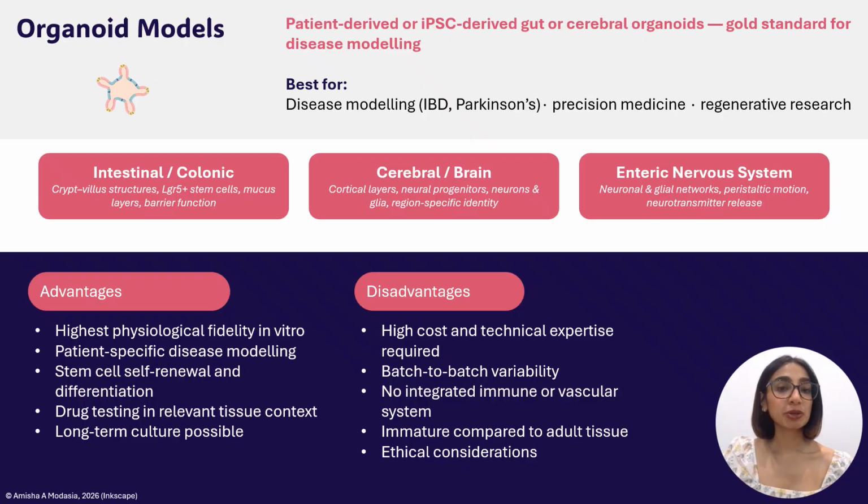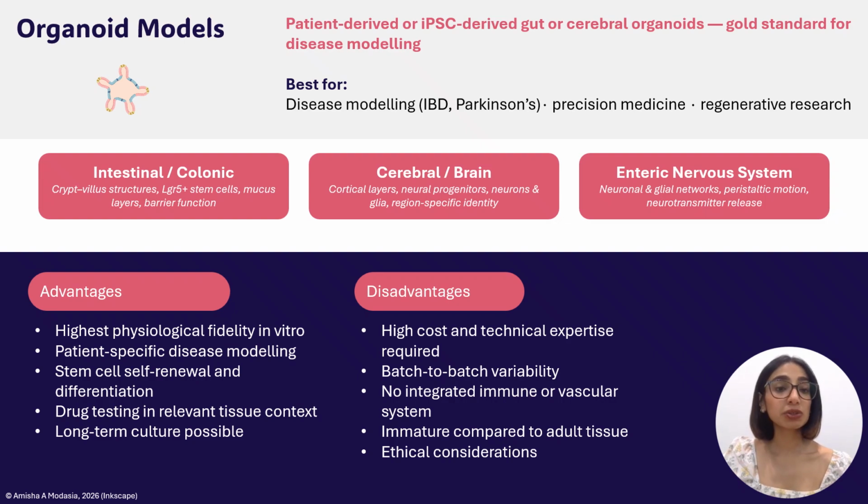Organoids are arguably the most transformative tool to have entered this field in the last decade. They are derived either from patient tissue biopsies or from induced pluripotent stem cells, and they self-organize into structures that closely resemble their tissue of origin. For the gut-brain axis, we have three key types.